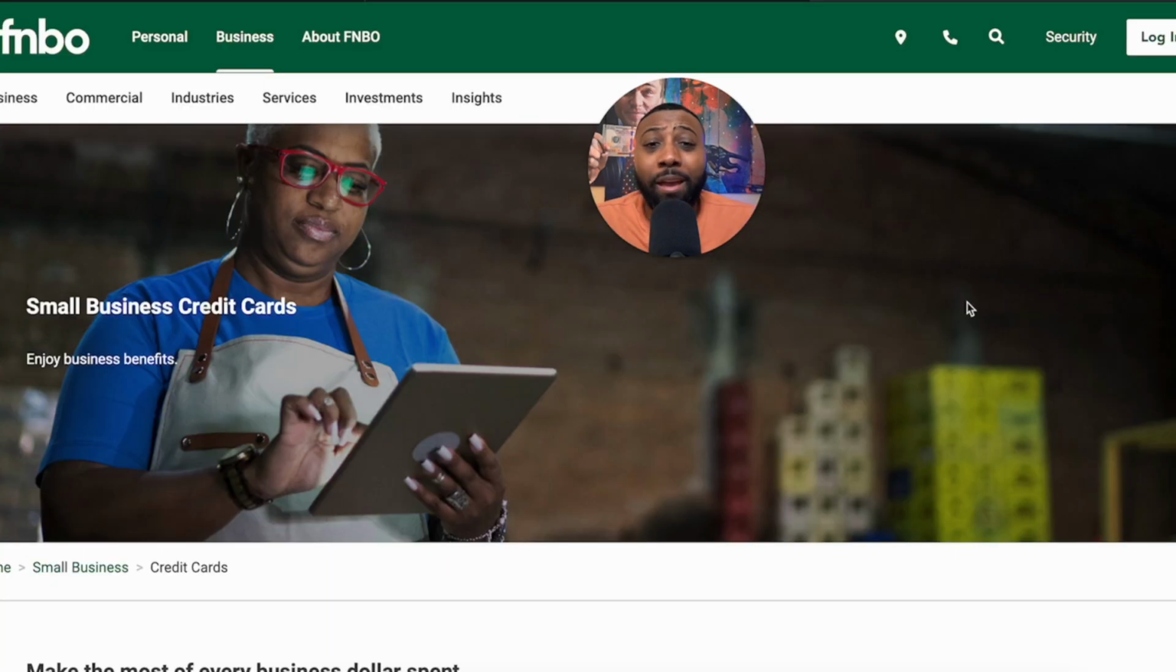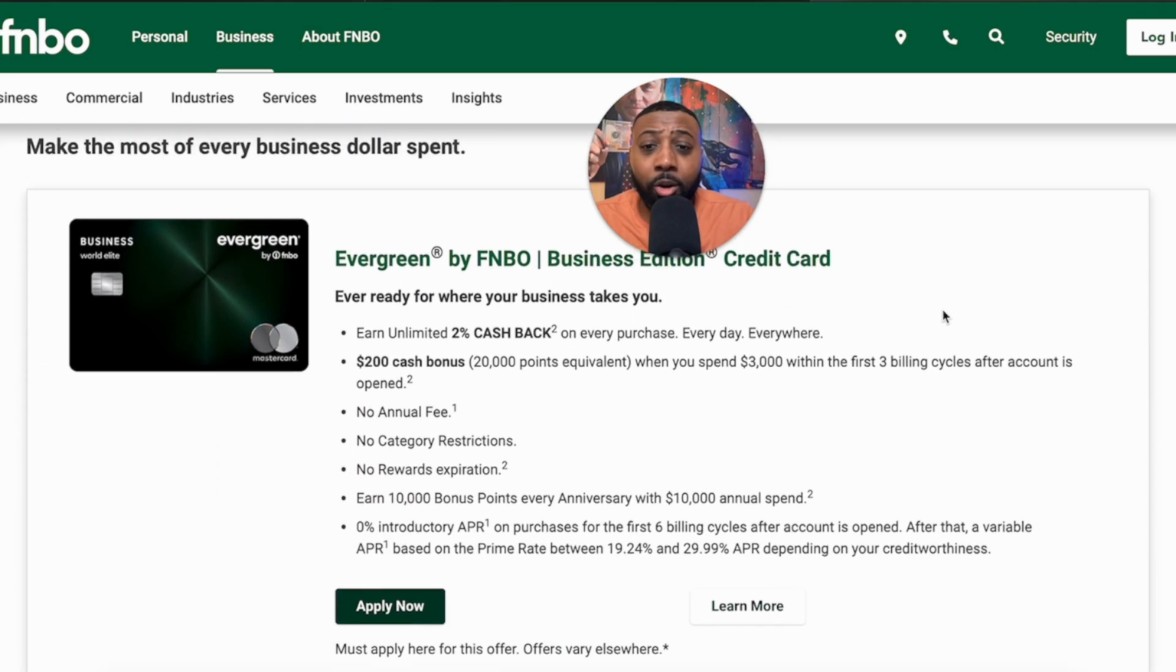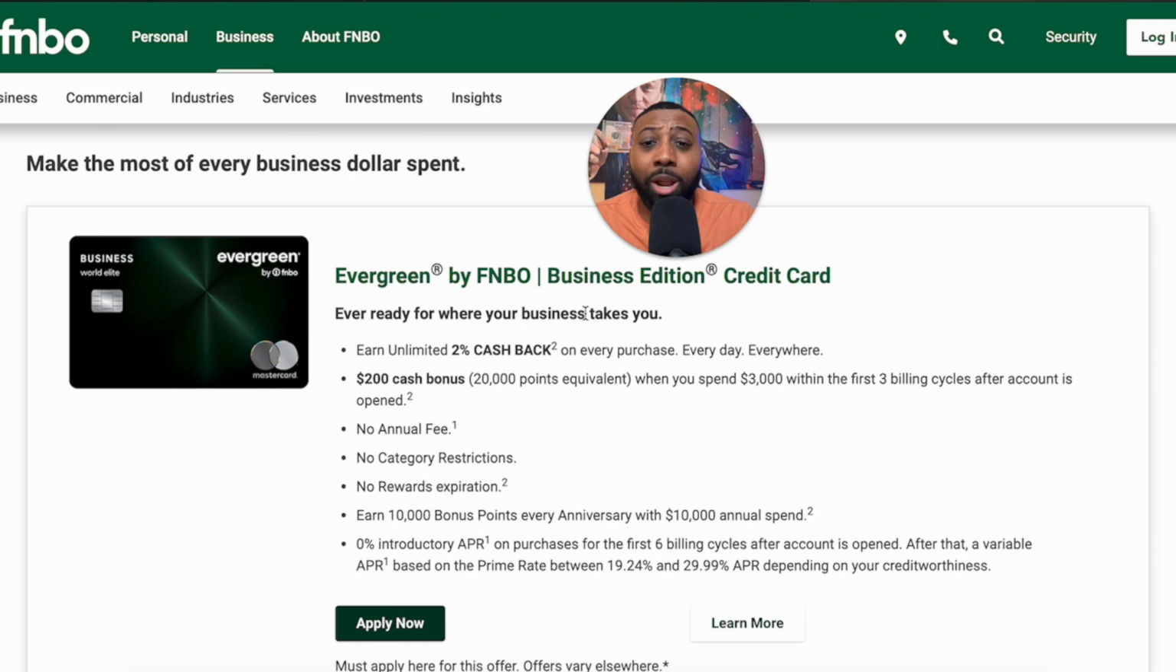Now on to FNBO. This is another regional bank. They're only in a select few states. Again, we're doing Nebraska here, like a mock funding strategy for Nebraska. So that's why this bank is on this list. Very good bank. They got some good business credit cards as well. This will be my recommendation for this one.